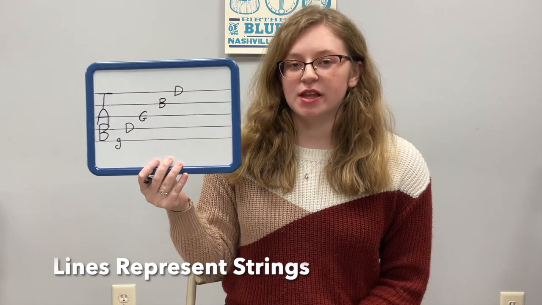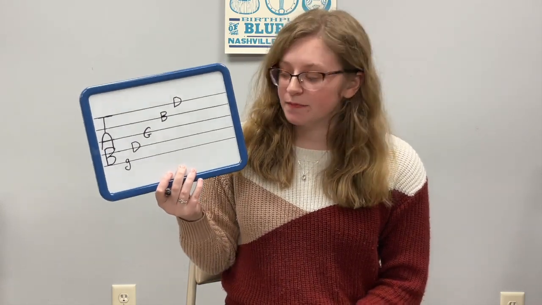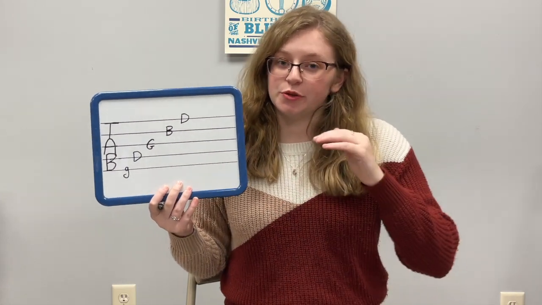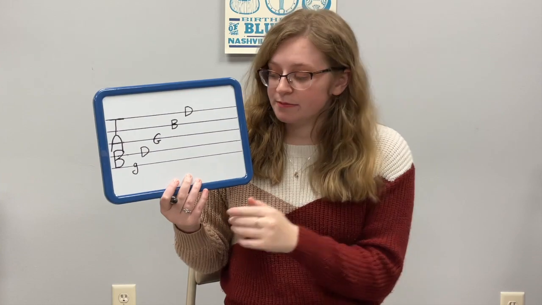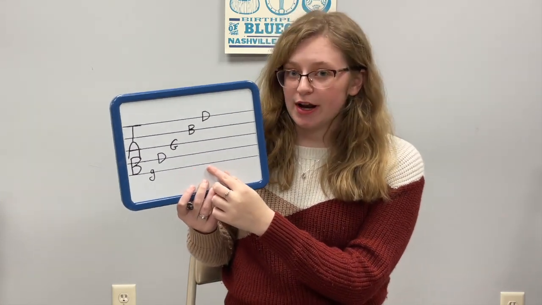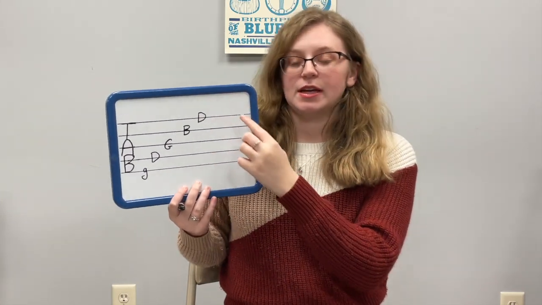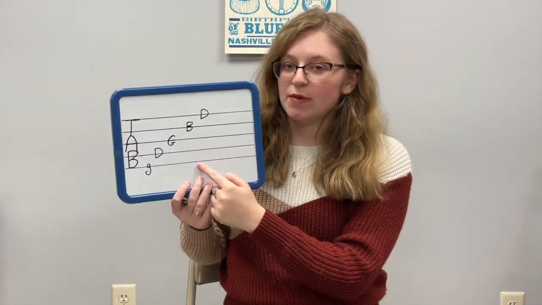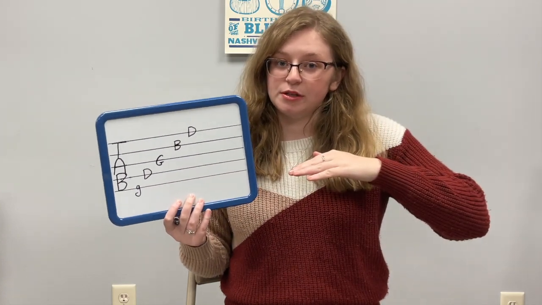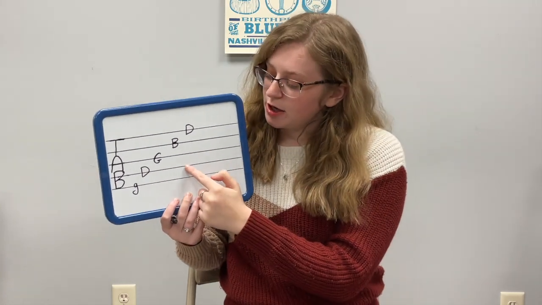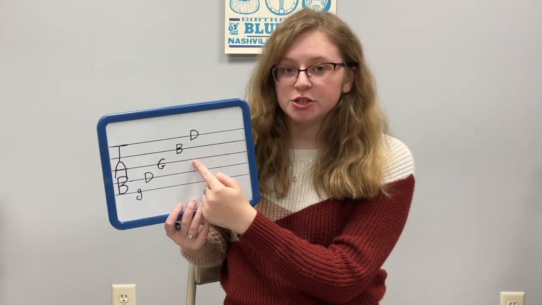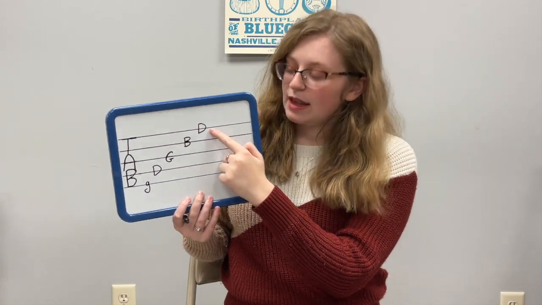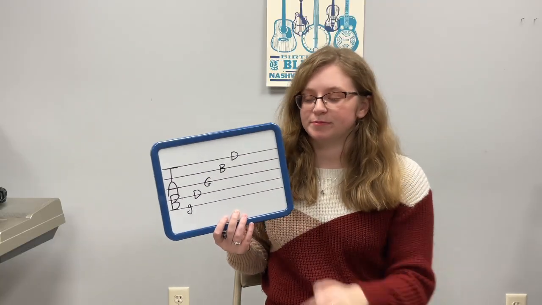In tab, each line represents a string on your banjo. The bottom string is going to be the string closest to your head, up. So this is the short G string. As we go up, the strings on the banjo go down towards the floor. So the bottom is our top string, the low or the high G string. Then we go to the low D, the middle G, the second B string, and the high D string.